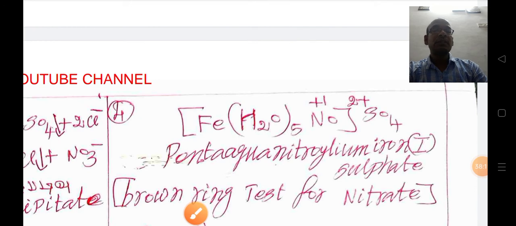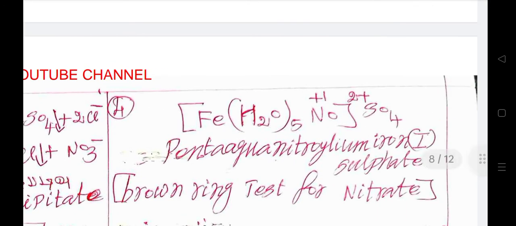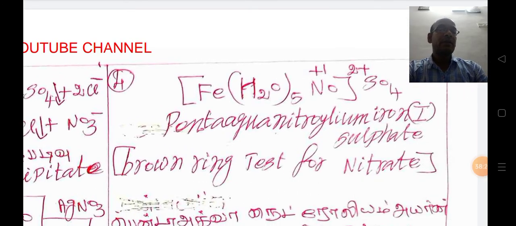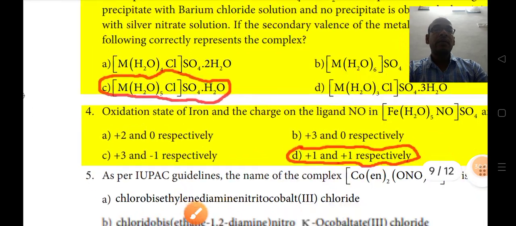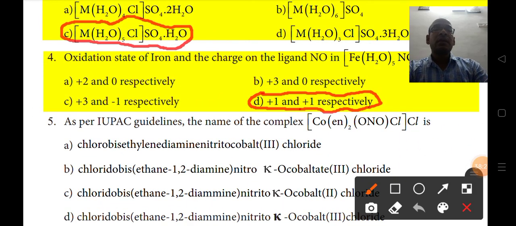This complex is formed during the brown ring test for nitrate. Therefore, the fourth question answer is the oxidation state +1, and the charge on the ligand NO is also +1. Therefore, option D is correct.